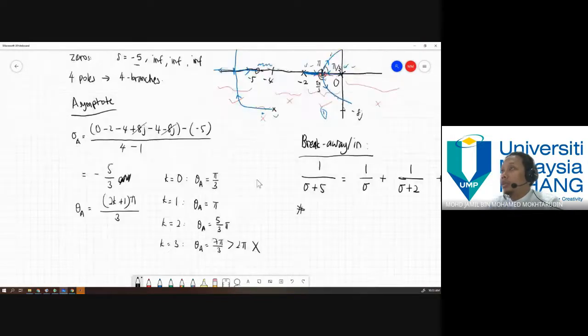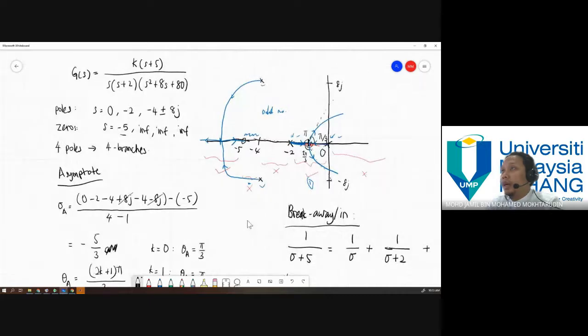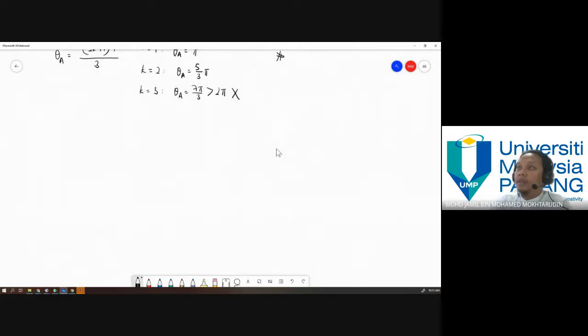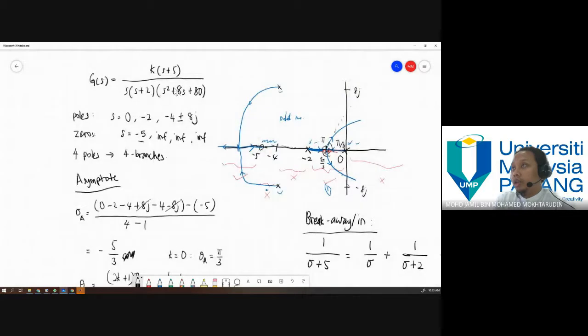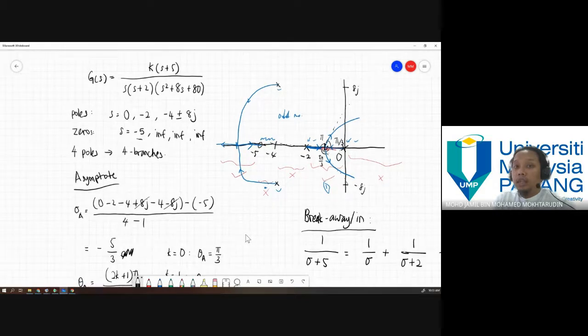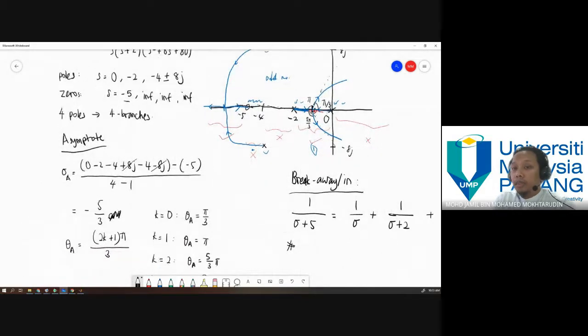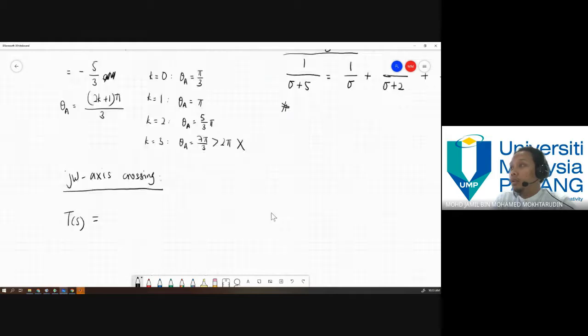So JW axis crossing, first thing that you need to do, you need to find the closed loop transfer function. So this is your initial transfer function. So the closed loop transfer function is a unity feedback system. So unity feedback system.